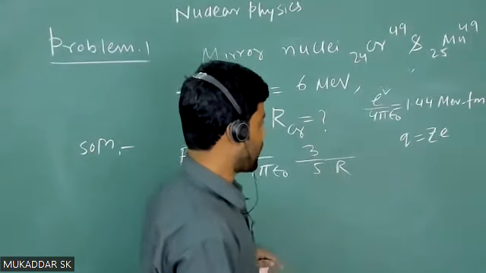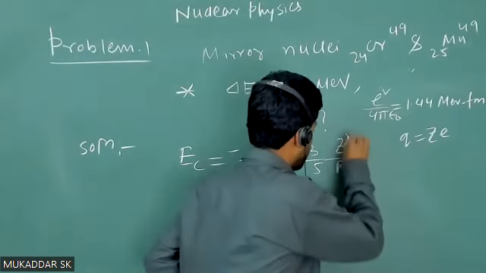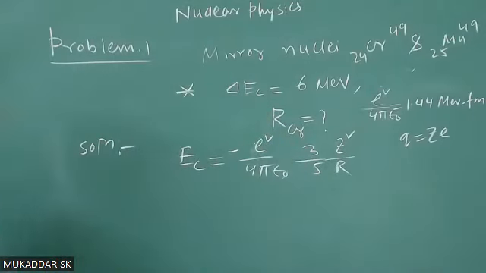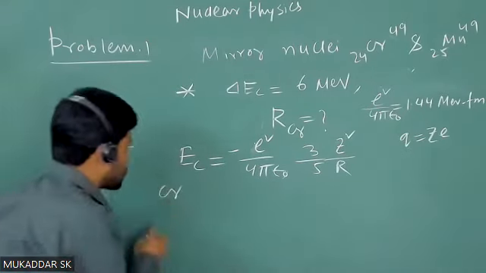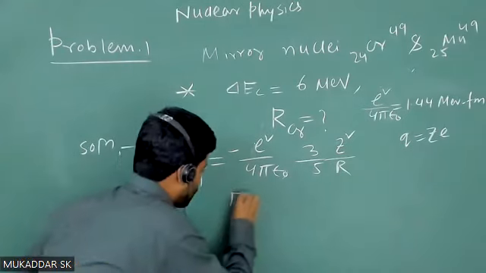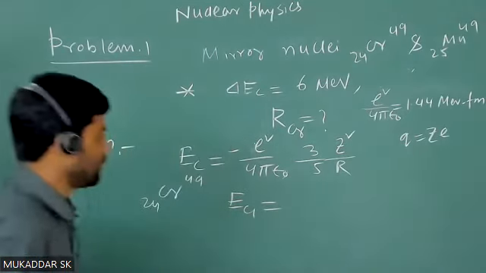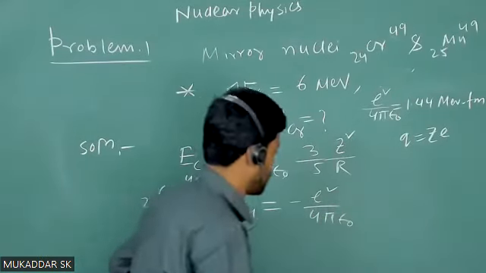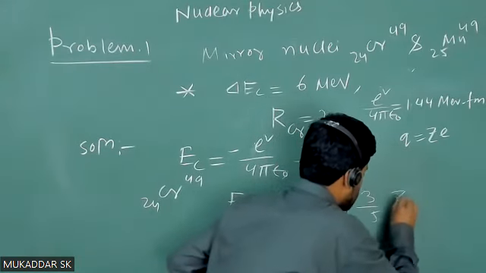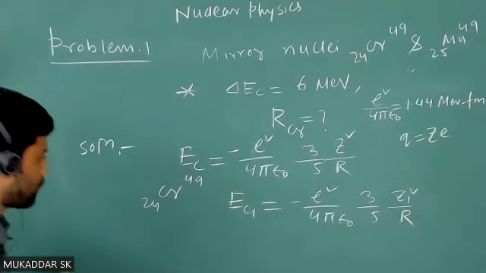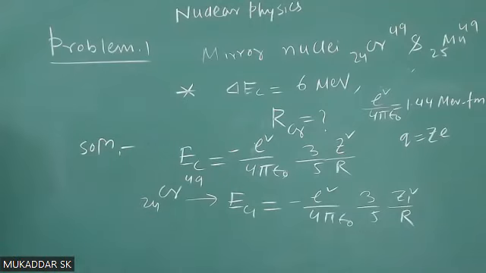So in place of Q, I can write ZE, so it will be like Z square, and I can bring that E square here. Why? Because I know the value of E square by 4 pi epsilon naught. Okay. So for the chromium nucleus, for chromium 24 49, I'll write that Coulomb energy EC1, and that will be minus E square by 4 pi epsilon naught, right? And then you have 3 by 5 Z1 square by R. And this is your Coulomb energy for chromium.